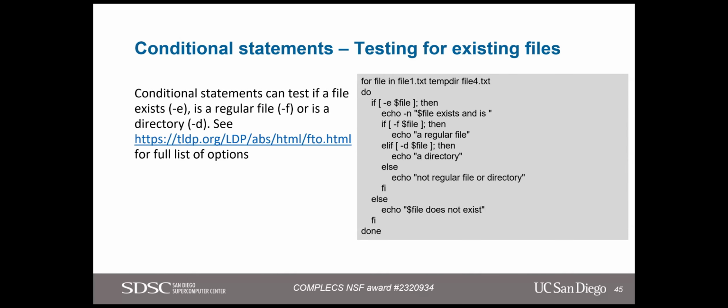The last thing with conditional statements, one of the good reasons to use them, is to test for existing files. You can use these to test if a file exists. You can test what type of file it is, or if it's a directory. Here's just an example of checking if the file exists. If it exists, then you can check if the file is a regular file, or you can check if it's a directory.